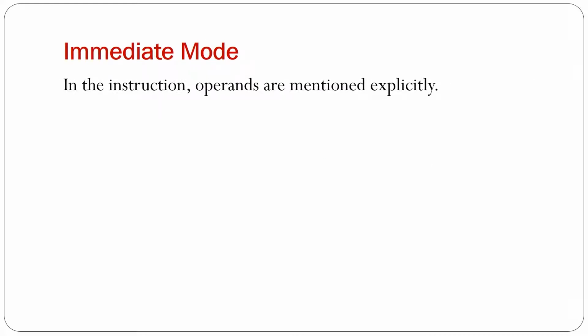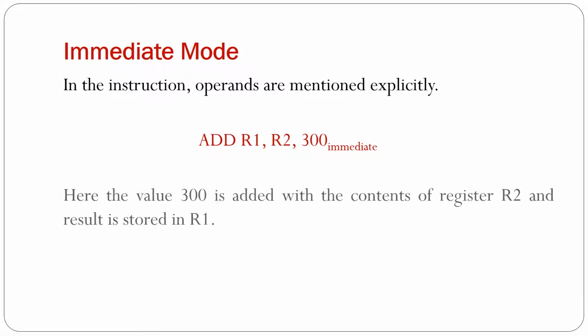Immediate mode. In the instruction, operands are mentioned explicitly. For example, add R1, R2, 300 immediate. Here, the value 300 is added with the contents of register R2 and the result is stored in R1. We can also represent the immediate value using a number sign in front of the value, given as add R1, R2, #300.